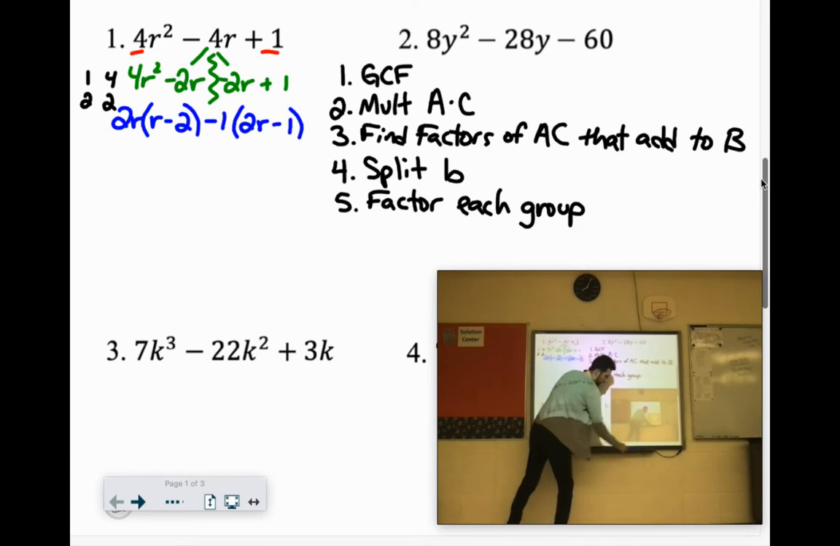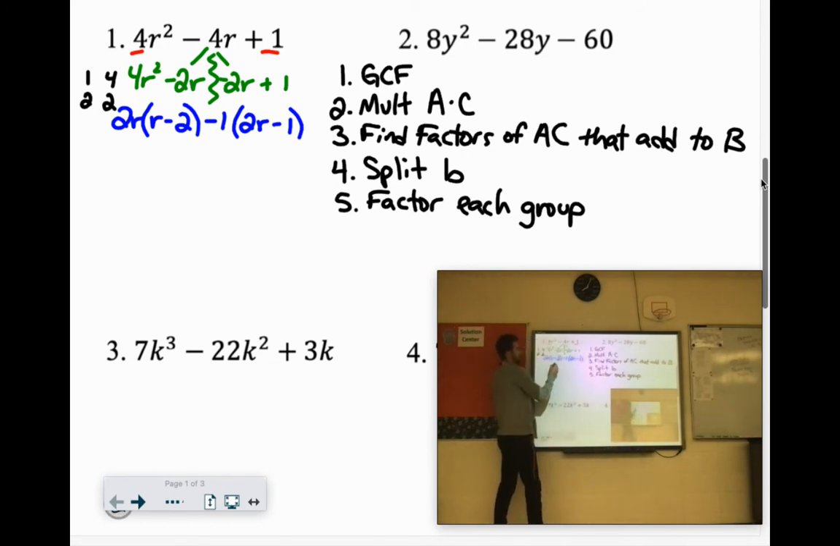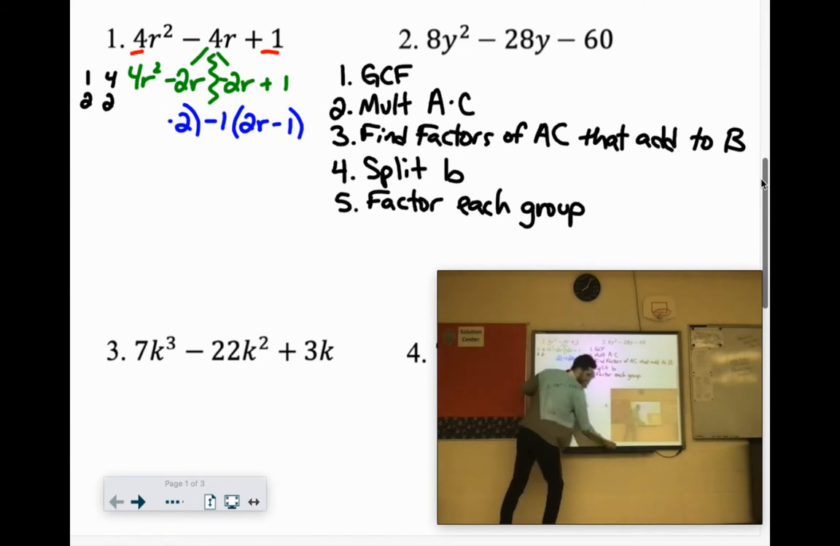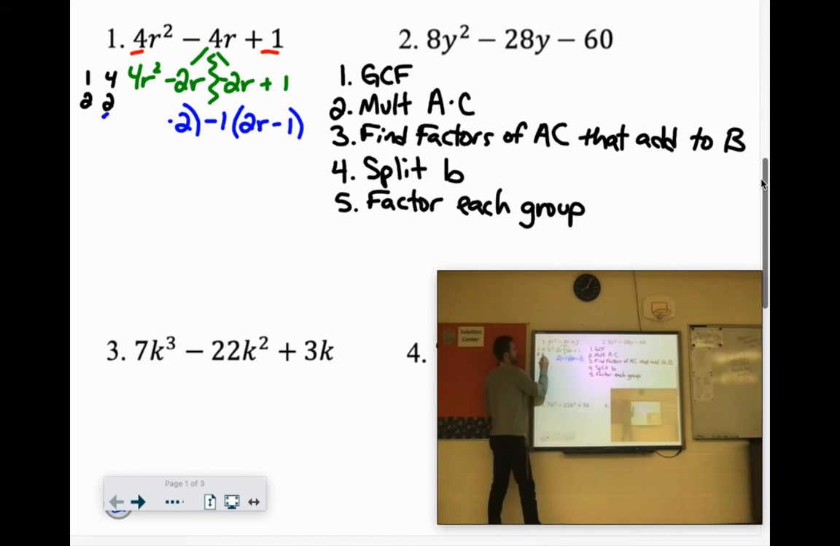Now, if you look, I forgot the 2r on this first one. Sorry. 2r times 2r gives us that 4r squared. What was I thinking over here? I think I just got ahead of myself. That's what I'll tell you.